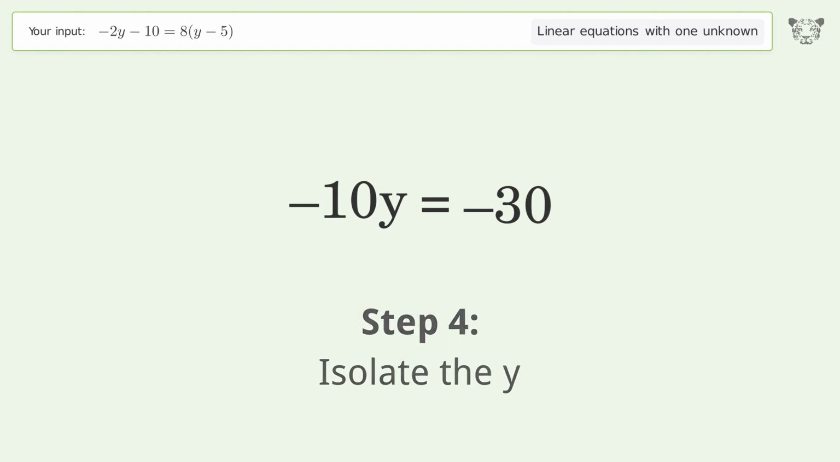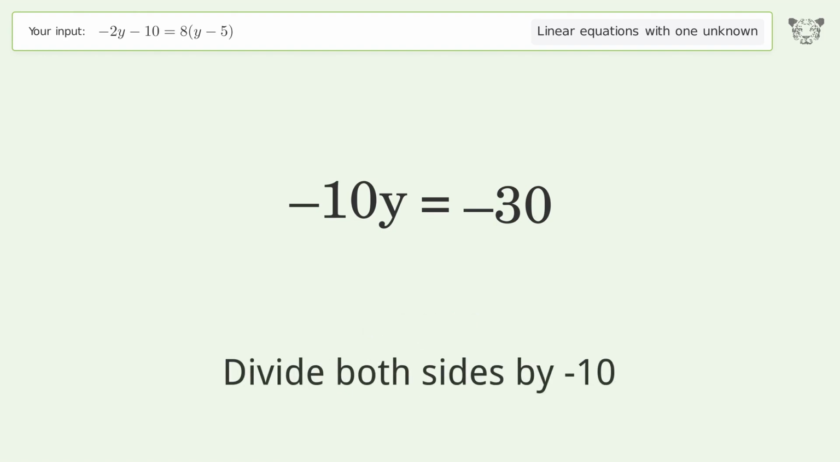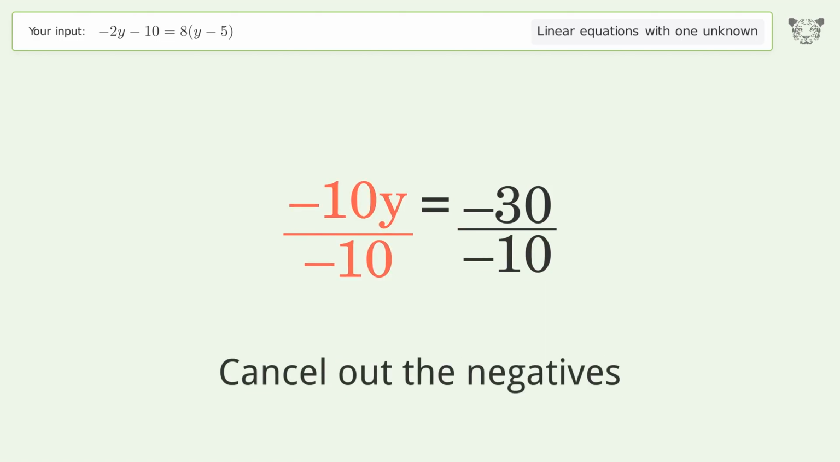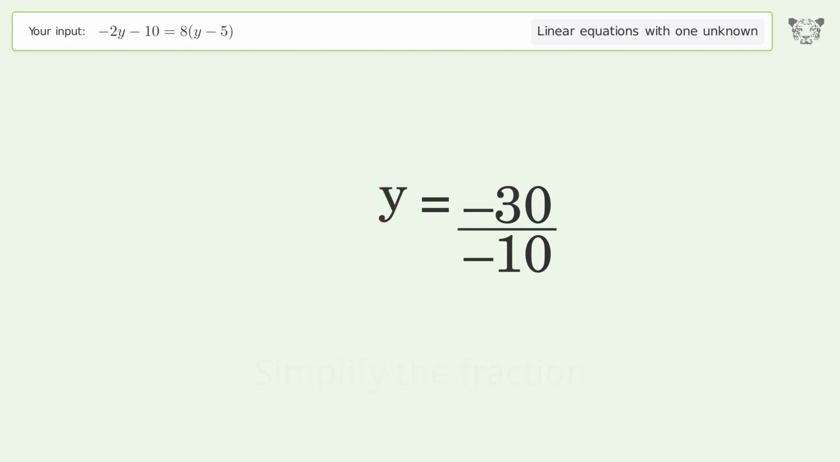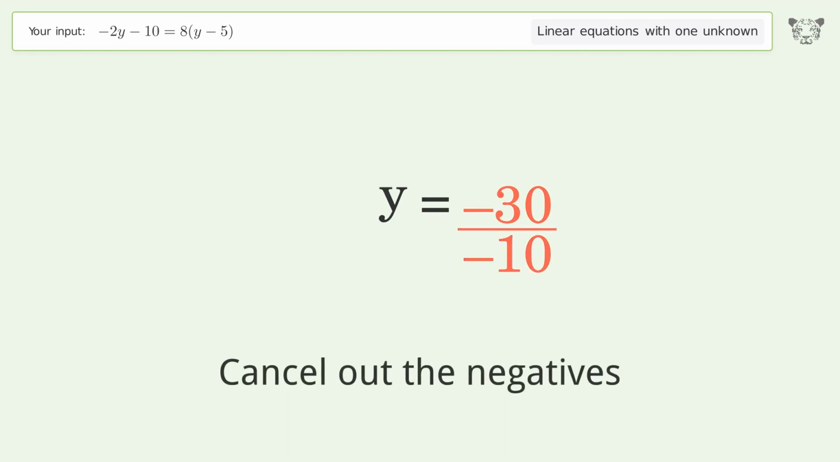Isolate the y. Divide both sides by -10. Cancel out the negatives. Simplify the fraction. Cancel out the negatives.